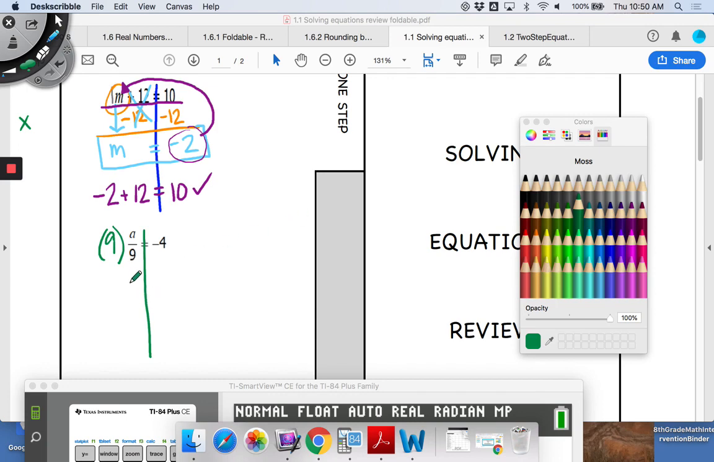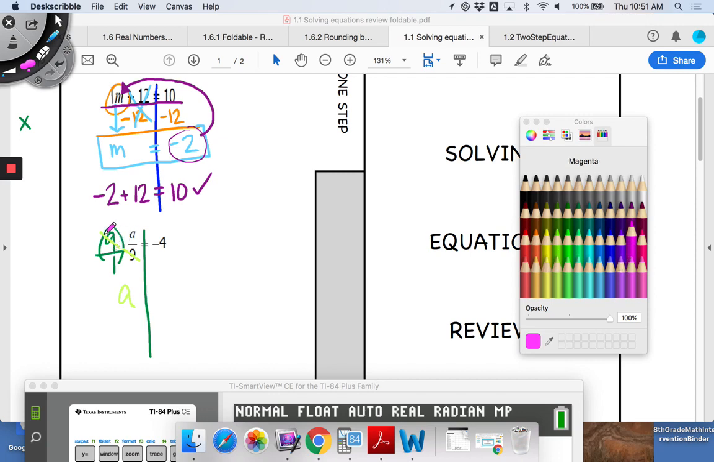So here's what's magical about multiplying by 9. If you are multiplying and you have fractions next to each other, if there's the same number across diagonally, you get to cancel those out. Now what happened is we're left with a.